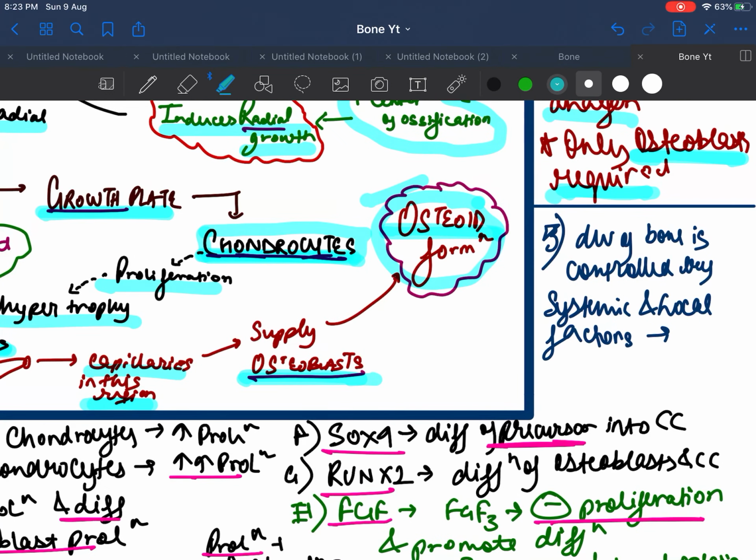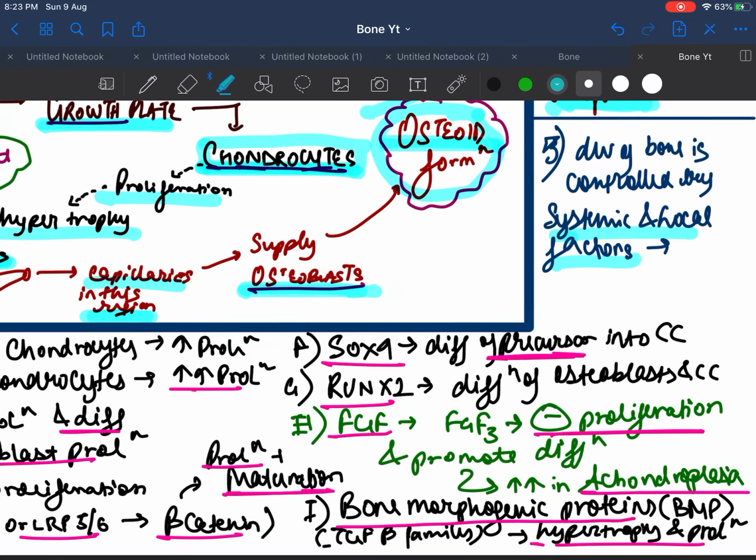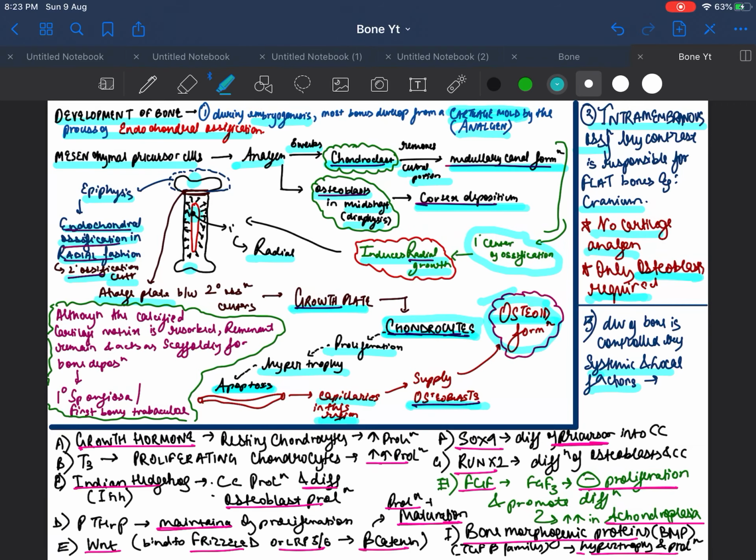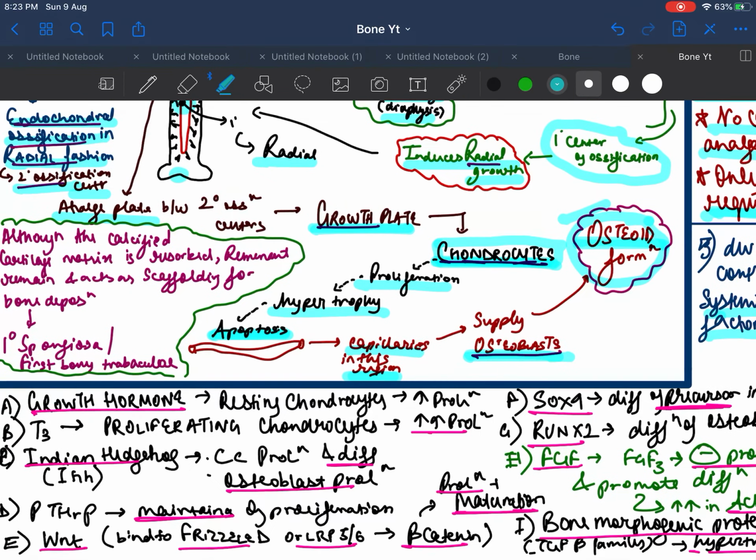This development of bone is controlled by systemic and local factors. I have written a lot of systemic and local factors, but most of them you already know, and it's not necessary to memorize each and every one of them, because these will come under the pathogenesis of most of the diseases we will be discussing later.